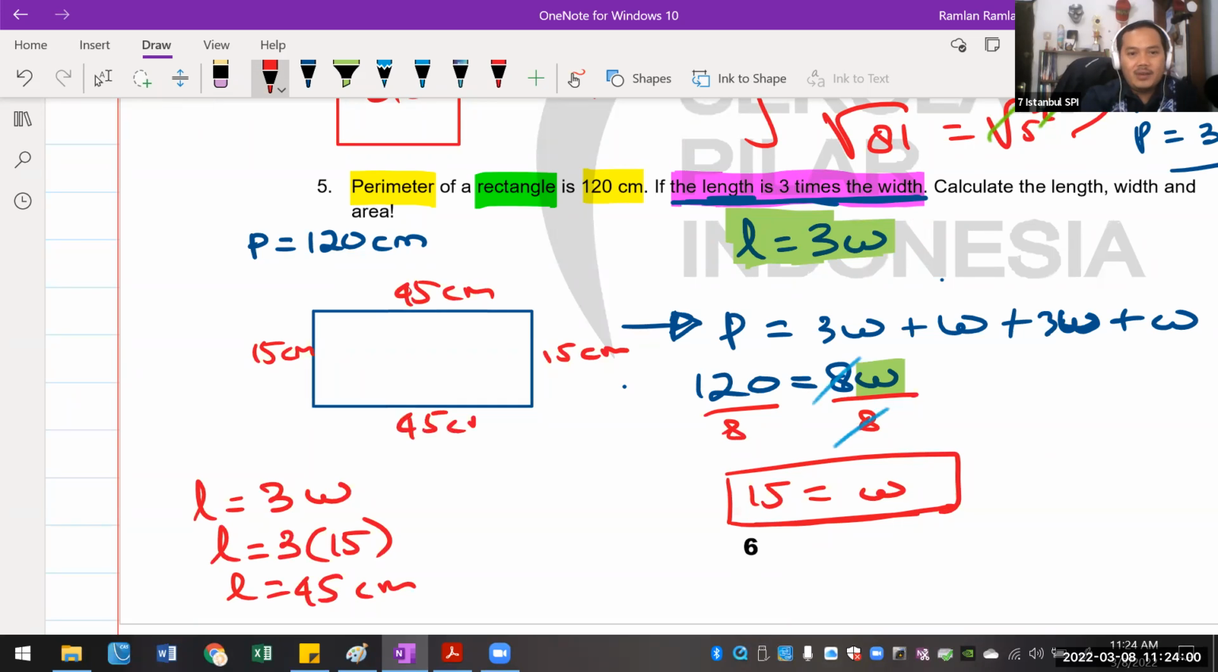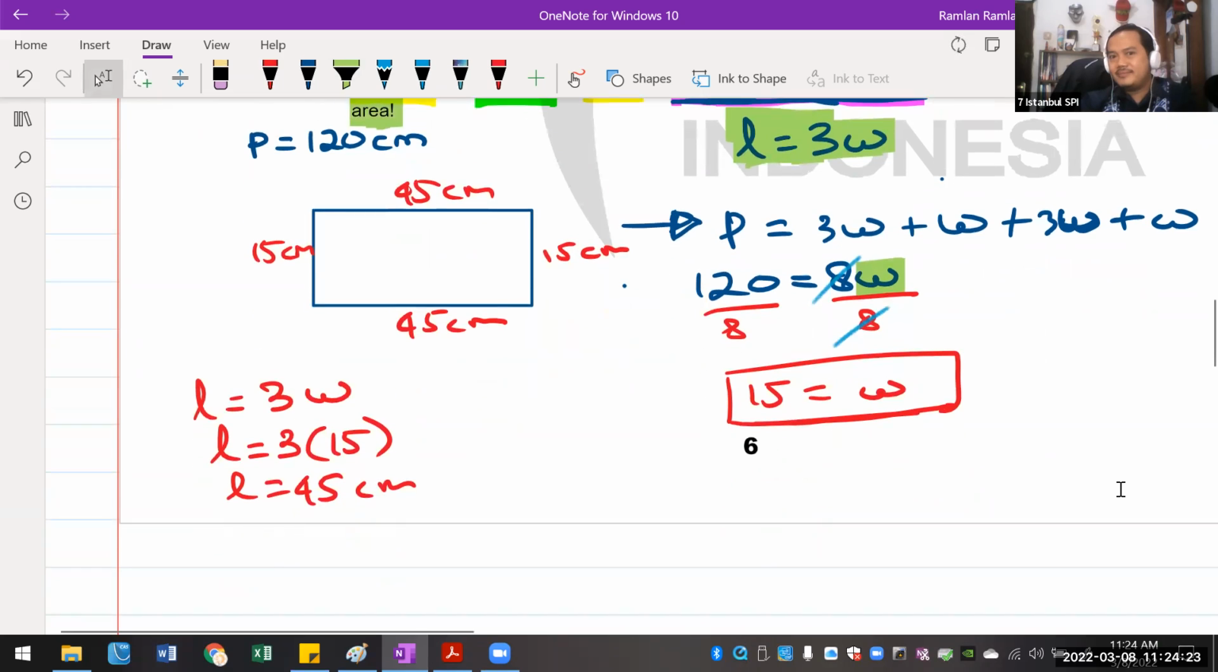Okay, now we have all the information here, right? We have the length and then we have the width. And actually we have one more question, which is the area. Okay, now I'm gonna go to Felisa. Boleh Felisa? Felisa, how do you calculate the area of a rectangle? Felisa? The area of a rectangle.